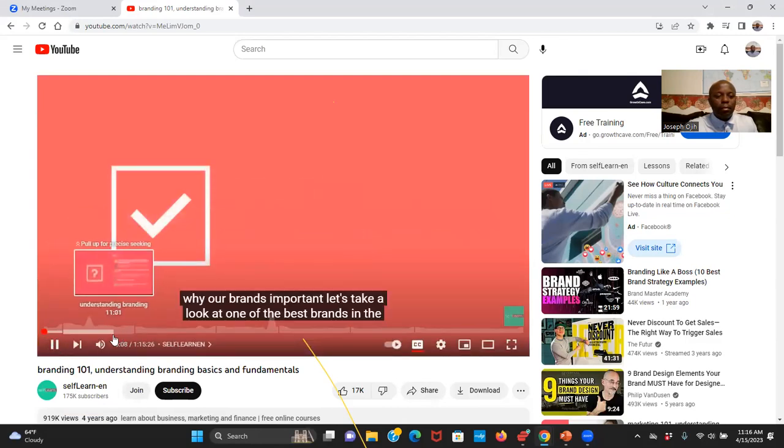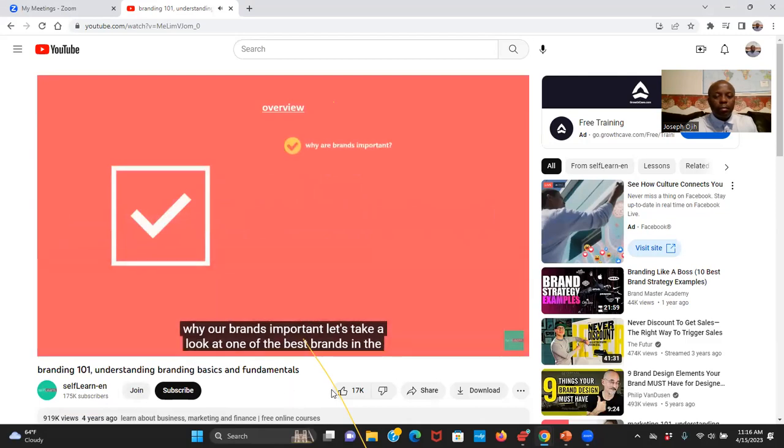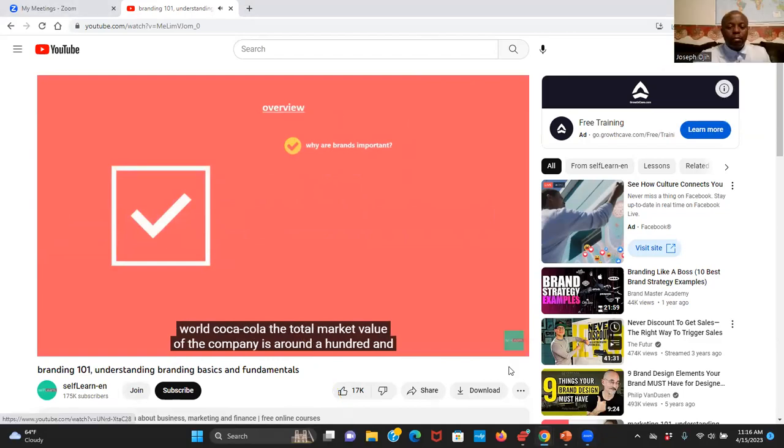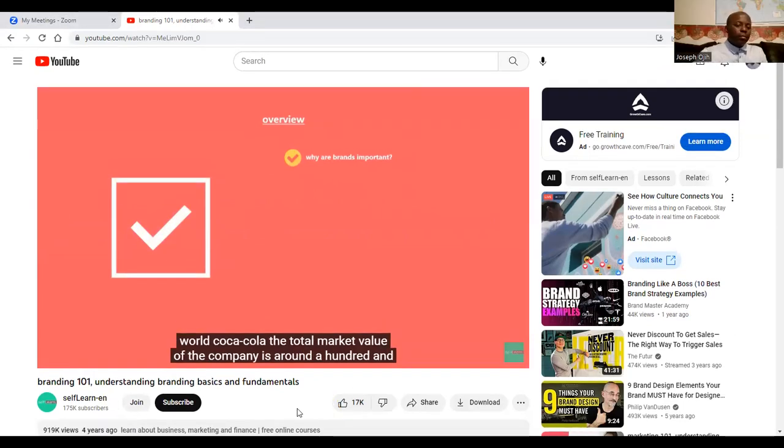Okay. Why are brands important? Let's take a look at one of the best brands in the world, Coca-Cola. The total market value of the company is around $175 billion. But one asset in particular makes up about $75 billion of that. And it's not the secret recipe. It's the brand. Brands are both a strategic as well as a financial asset.